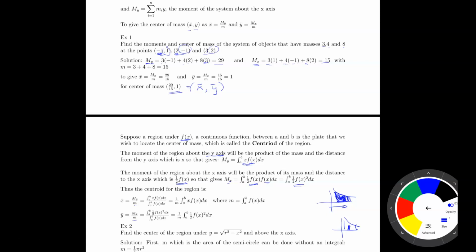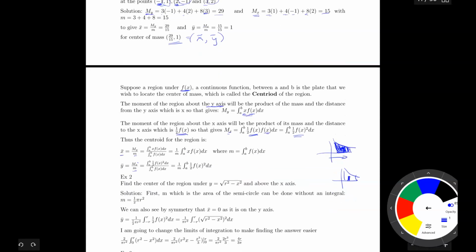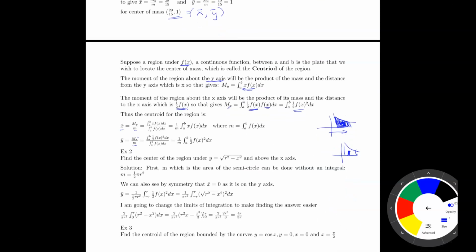Okay, so to find the centroid, to find the x bar, we take the moment and divide it by the mass. So lots of work to be done. First, anytime you do these, I want you to draw it to get a sense of what's going on, because many times you'll see that something is going to be quite easy and straightforward.